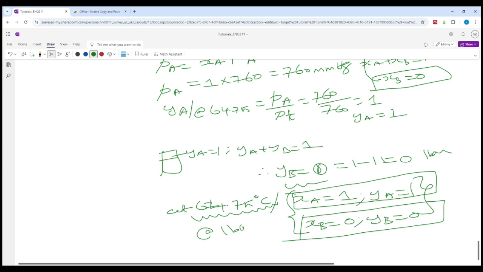So at 64.75 degrees centigrade and at 1 bar, everything will be just a pure component. So what does that mean? This should be equal to the boiling point of A.